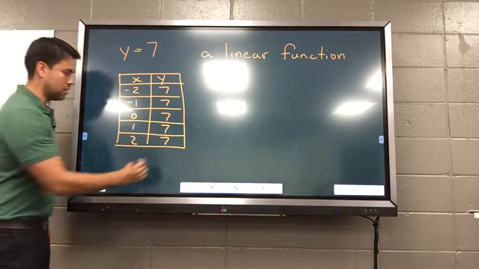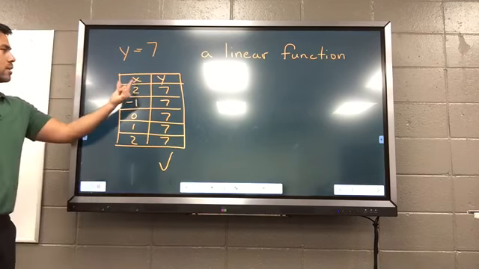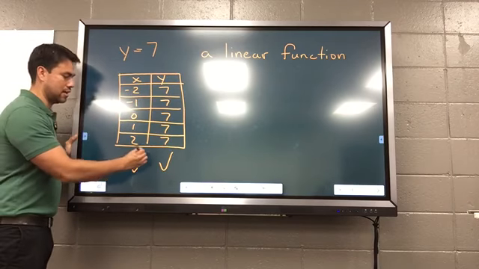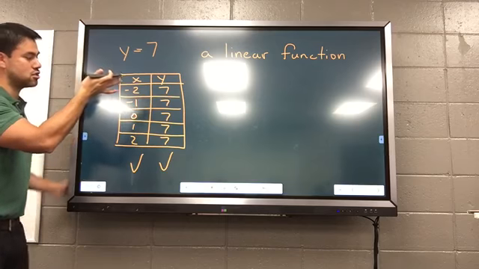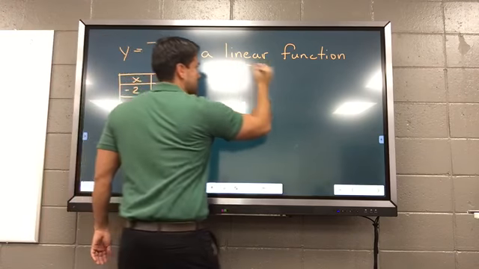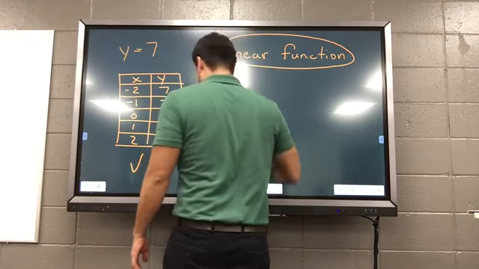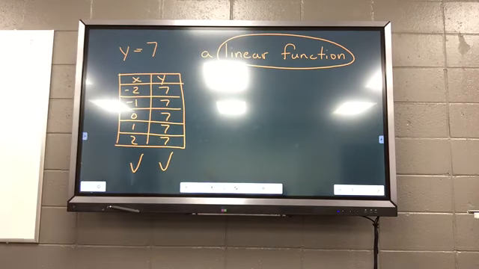Yes. So check. Do I have a constant rate of change for the X values? Yes. Is that a linear function? Yes. So say it's a linear function. There you go. Don't like that because some of you were saying it's a vertical. No, it's a horizontal.